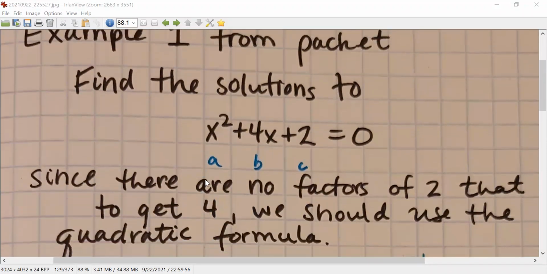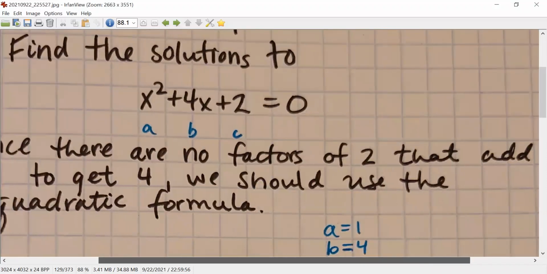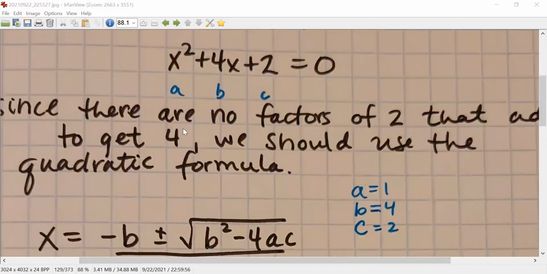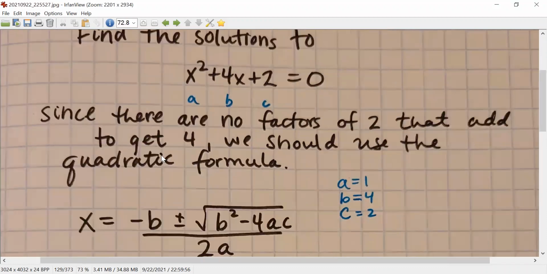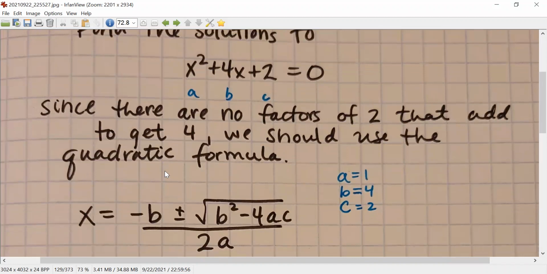So since there are no factors of 2 that add to get 4, we should use the quadratic formula. And if you don't remember the quadratic formula, let me reveal it for you. It's x equals negative b plus or minus the square root of b squared minus 4ac, all over 2a. I'll pause here, or your teacher can pause here until you have these examples written down.